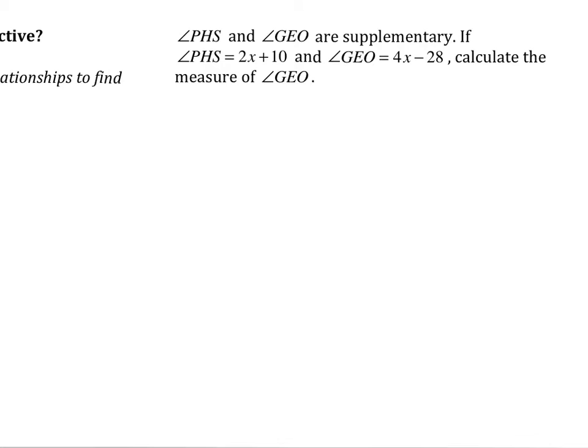So it says angle PHS and angle GEO are supplementary. If PHS is 2x plus 10 and GEO is 4x minus 28, calculate the measure of GEO. So first thing that you're told is that the angles are supplementary. So from the video, you should remember that that means that they add to 180 degrees. Okay, so I have two angles and they add to 180 degrees. So you should have done 2x plus 10 plus 4x minus 28 equals 180.